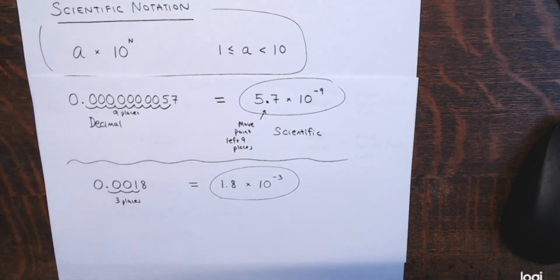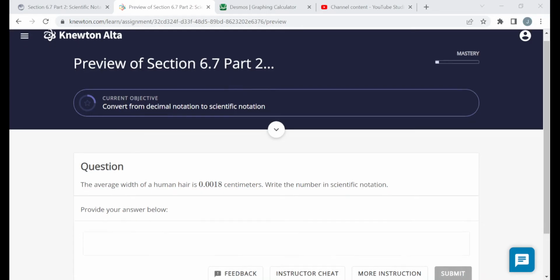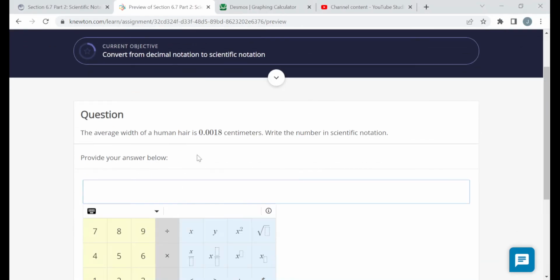So there's your scientific notation for the same number, 1.8 times 10 to the negative 3rd. And that's what I'm going to type. 1.8, right?